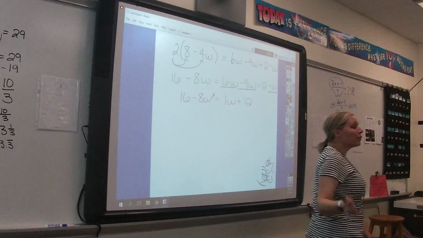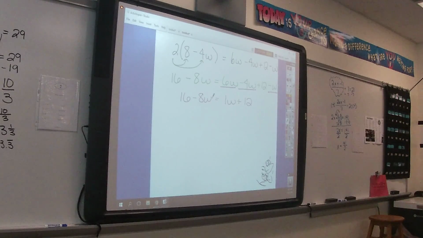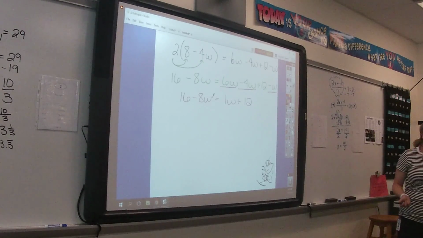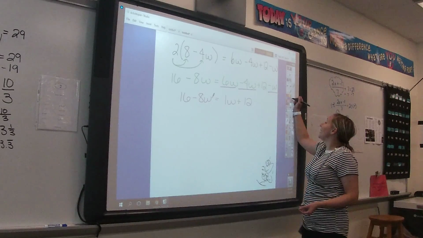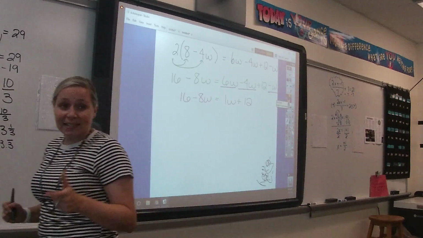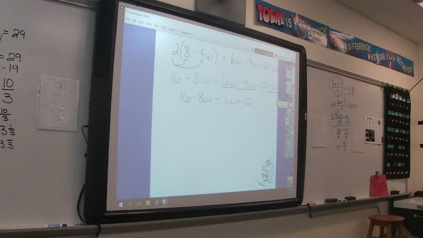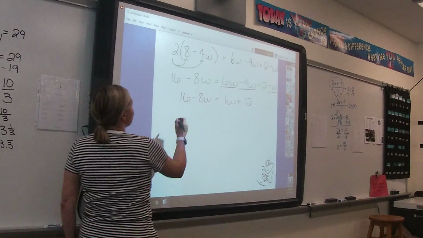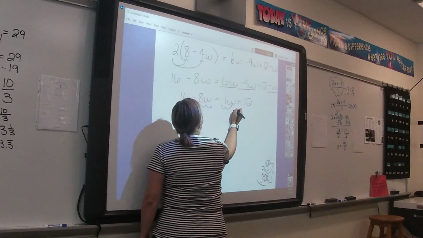Then we'll move to step 3. Step 3 says if there are variables on opposite sides of the equal sign. So do we have variables on opposite sides of the equal sign? Yes. So we need to get those together. If they are on opposite sides of the equal sign, we need to get them together with the opposite sign. So we have a variable here, and we have a variable here.